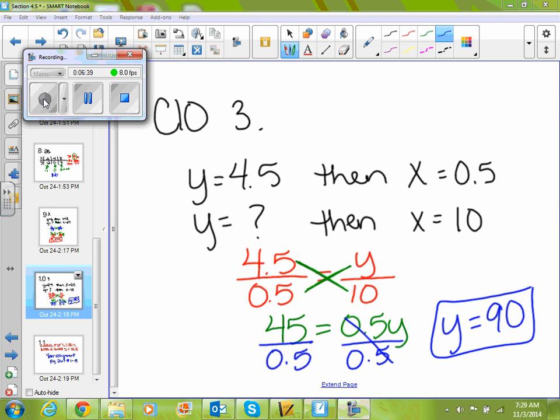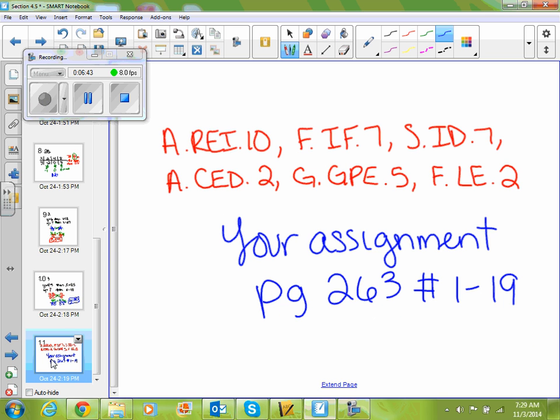So you guys are going to be looking at some various direct variation equations in your assignment today, and you're going to be solving them. You're going to be determining if they're direct variations from a table of values, and you're going to be finding some proportions. You're going to do page 263, 1 through 19.